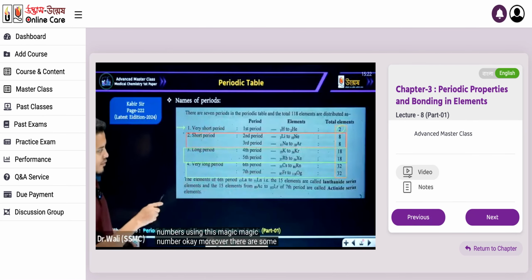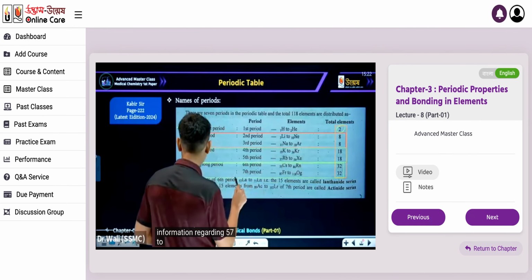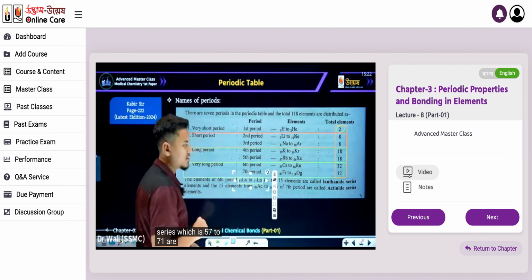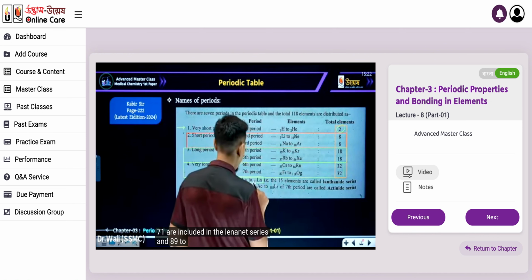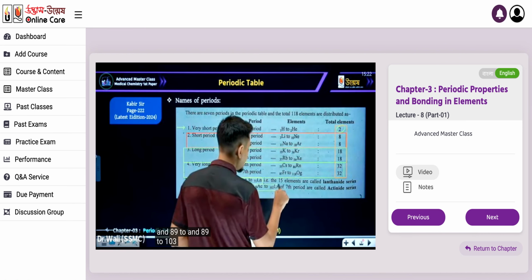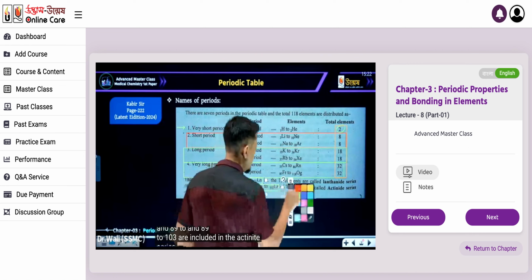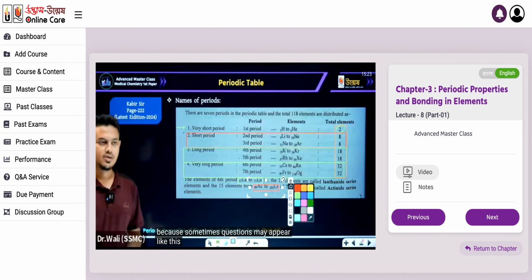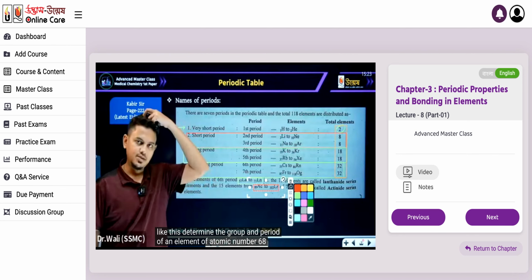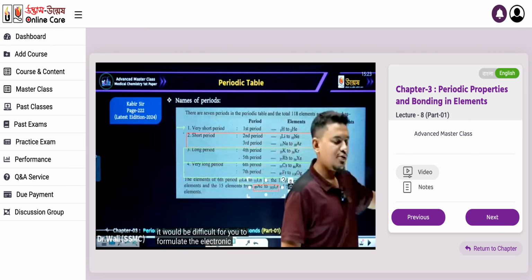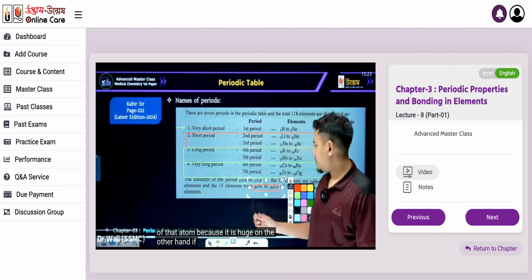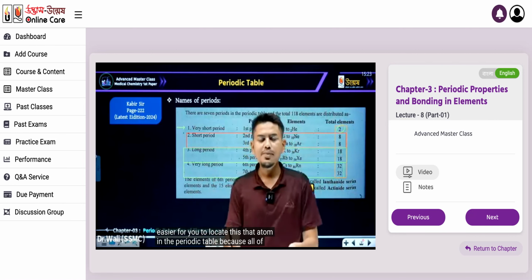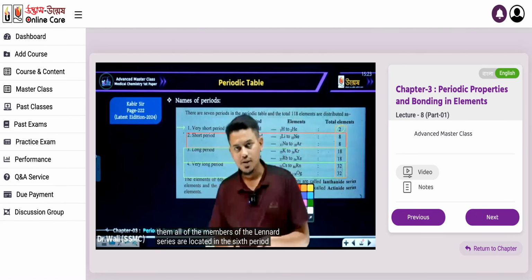Moreover, there is some information regarding the lanthanide and actinide series. Atomic numbers 57 to 71 are included in the lanthanide series, and 89 to 103 are included in the actinide series. These atomic number ranges are very important. Why? Because sometimes questions may appear like this: determine the group and period of an element of atomic number 68. Then it would be difficult for you to formulate the electronic configuration of that atom because it is huge. On the other hand, if you remember that it is between 57 and 71, then it is easier to locate that atom in the periodic table, because all of the members of the lanthanide series are located in the 6th period and group 3.